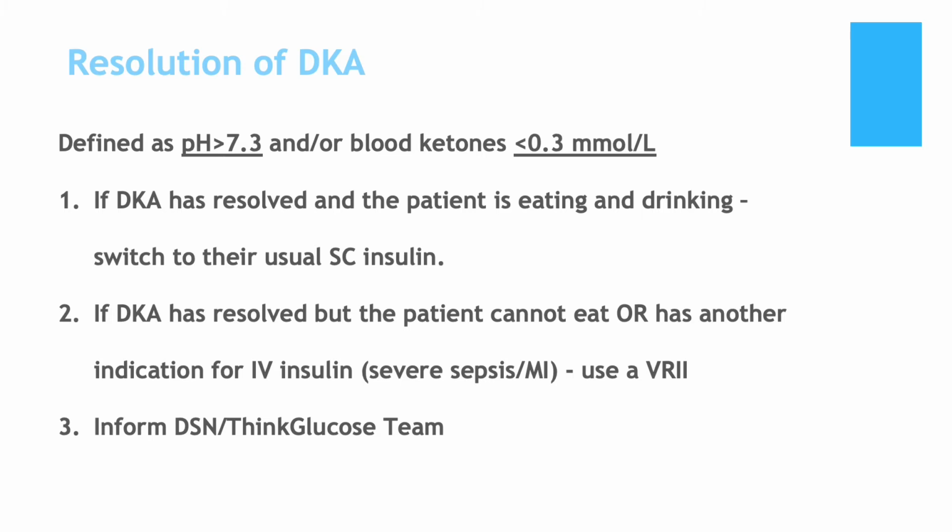If we're happy that the DKA is resolved and the patient is eating and drinking normally, we switch them to their usual subcut insulin. If the DKA has resolved but the patient can't eat or has another indication for IV insulin such as sepsis or MI, then we use a variable rate insulin infusion. We always inform the diabetic nurse within the trust about a patient with DKA because it may be that we need to tweak their usual insulin regime to prevent this happening again.